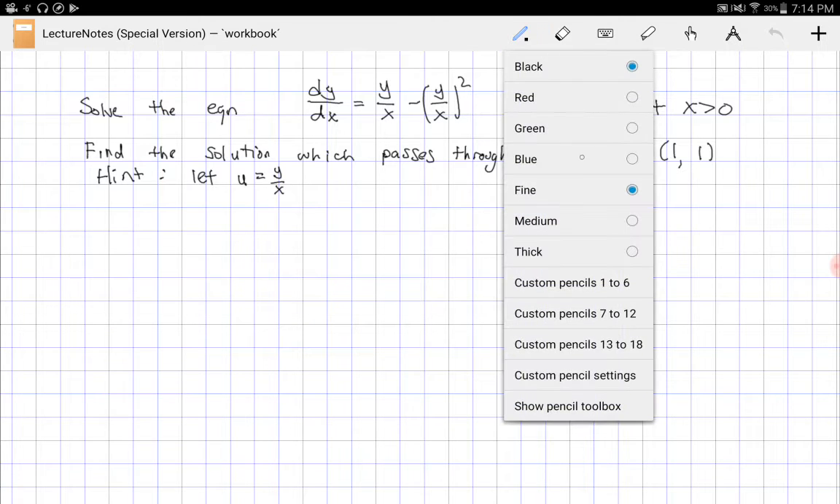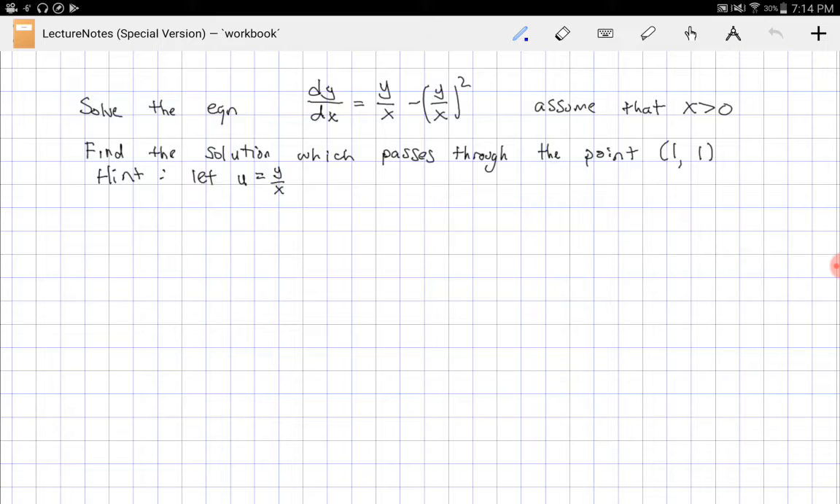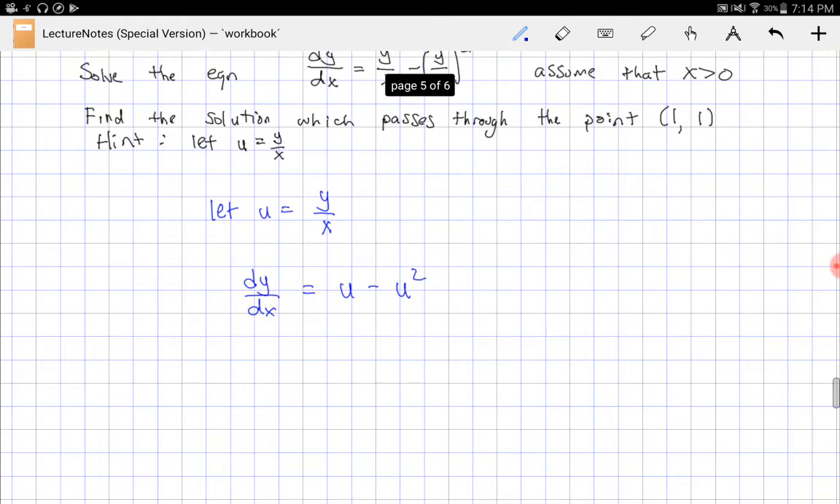I love questions with hints because I know where to start. So why don't we actually just start with the hint? If we let u equal y over x, then I can recopy my question and find dy/dx equals u minus u squared. Now I have a slight problem because I have dy over dx instead of du over dx, but not to worry, we will find a way to resolve this problem.